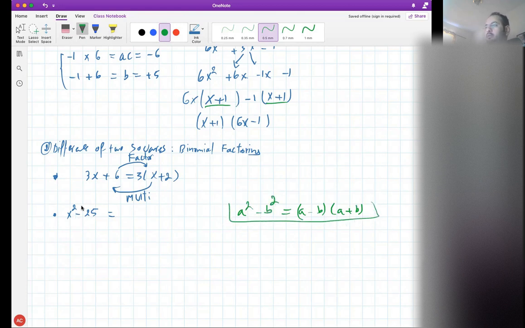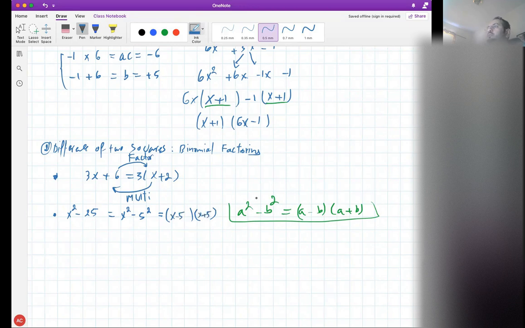Now let's apply that to this. So it's x minus 5 times x plus 5. That's right. So this is what we call the difference of two squares. There is one square minus the other square, here 5 to the second. So that's why it's called the difference. Difference means a minus, and two squares. Once you have it, you can turn it immediately into x minus 5 and x plus 5, just like the formula.